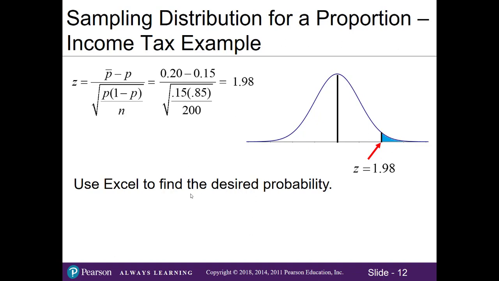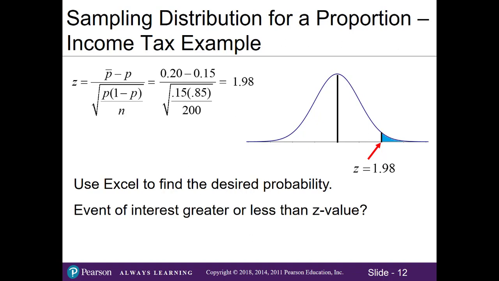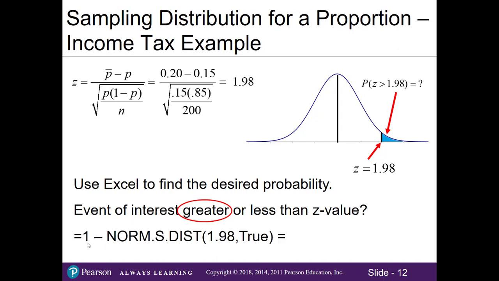So we'll go ahead and use Excel to find our desired probability. Again, the question I always ask myself is, is our event of interest greater or less than the z-value? In our story, we were asked for greater than. So here I'm writing out the probability that our z is greater than 1.98. And then I'll go ahead and use our formula of 1 minus norm.s.dist, plug in my z-value, and plug in true. This is the same process we do for the mean. So this formula works for both means and proportions, as long as you solve the z-value by hand first. So let's go ahead and look at Excel and see what happens.